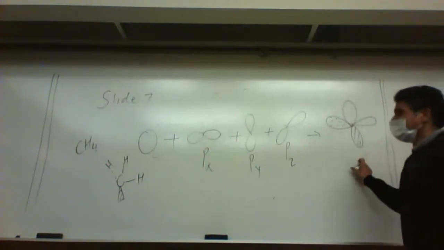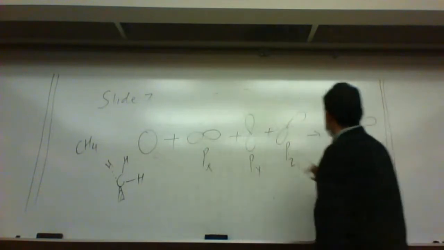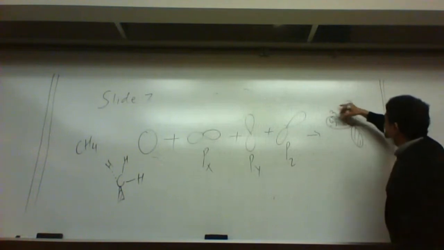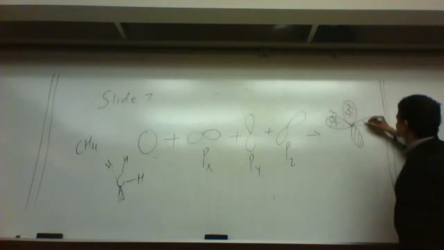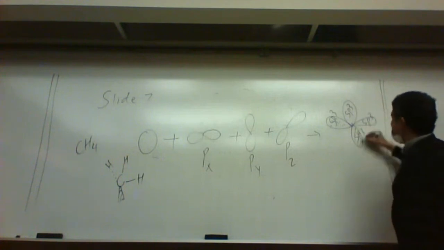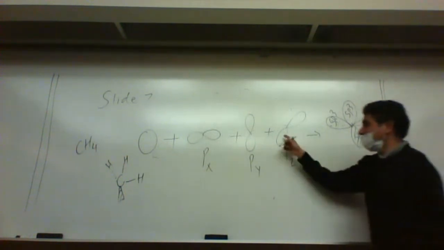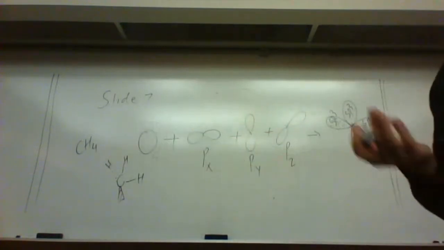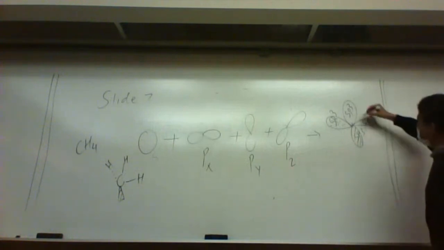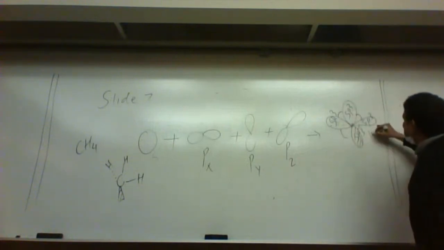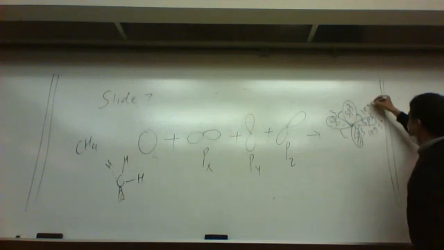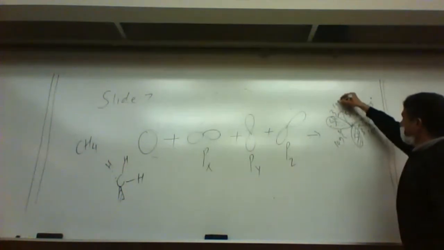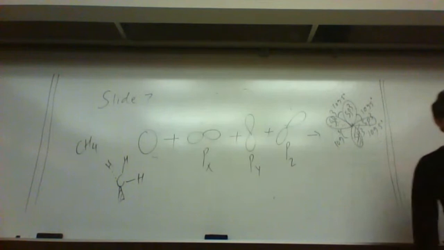So how many orbitals do I get here? I mix 1 s orbital with 3 p orbitals, and I get 1, 2, 3, 4 orbitals. The name of each of these is sp3. So I have 4 sp3 orbitals. Why? 1, 2, 3, 4. I mix 4 things, and I produce 4 hybrids. Make sense? So that's sp3 orbital. If you measure the bond angle between these orbitals, it is 109.5 degrees. So this is called hybridization.